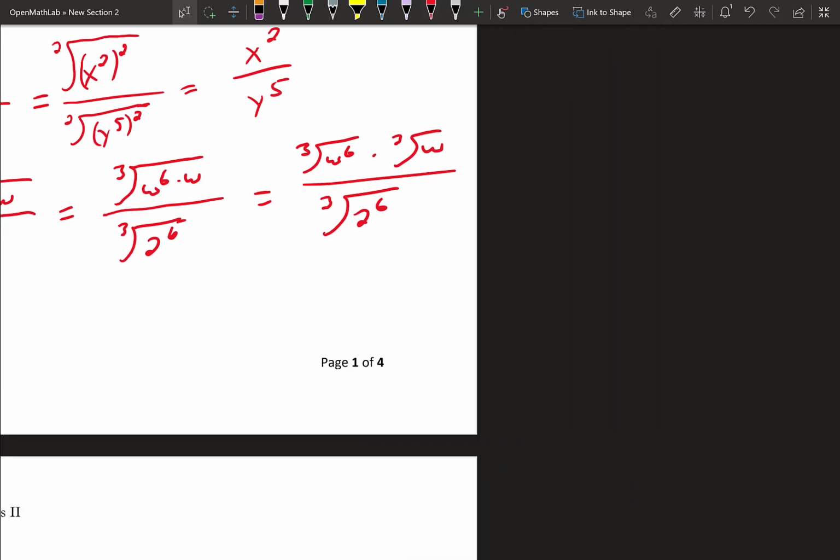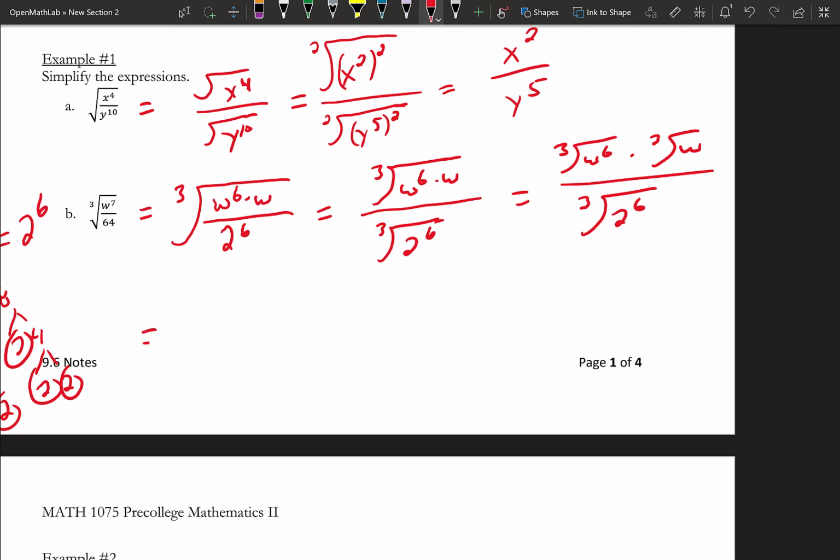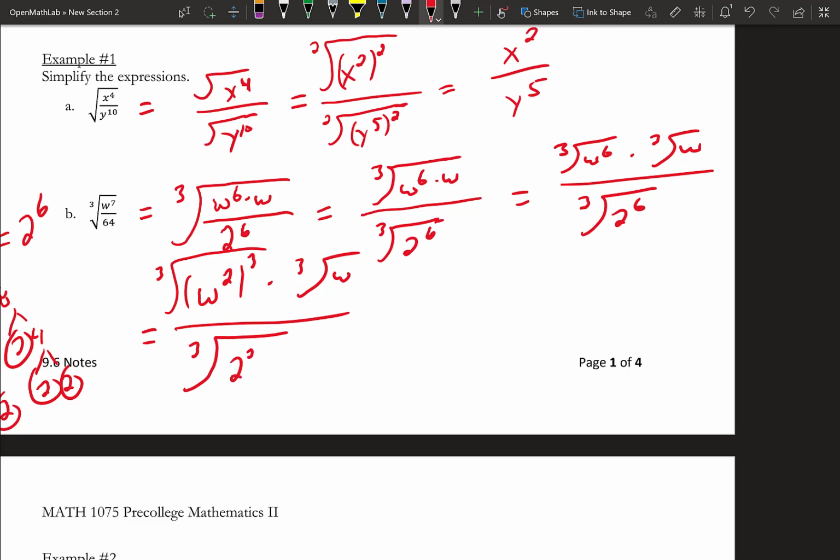And then I could rewrite w to the 6th as w cubed. Wait, no, we would want to do w squared cubed times the cubed root of w all over the cubed root of 2 squared quantity cubed, right? So we're trying to break up that 6 exponent. So then this would be equal to the cubed root of w squared cubed, right?